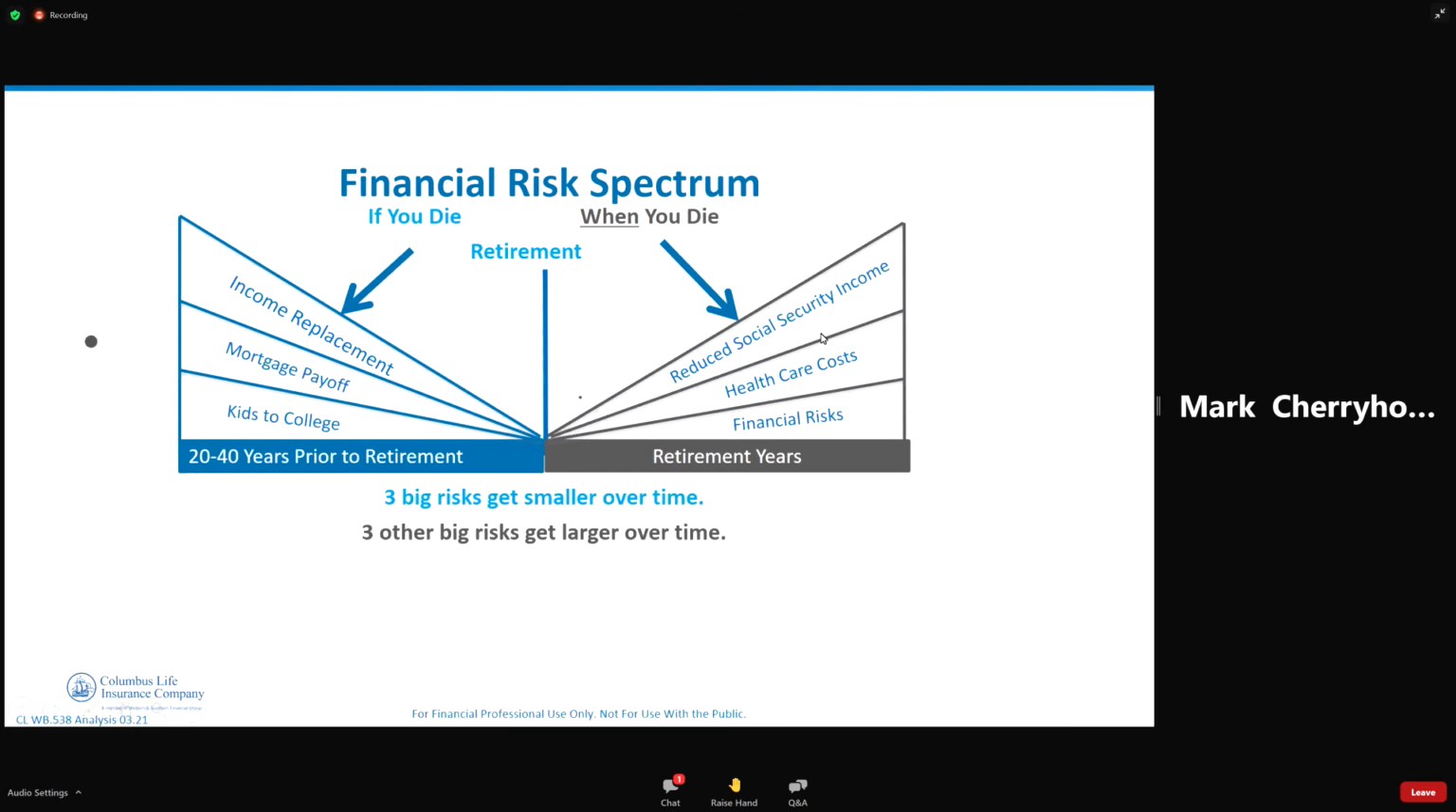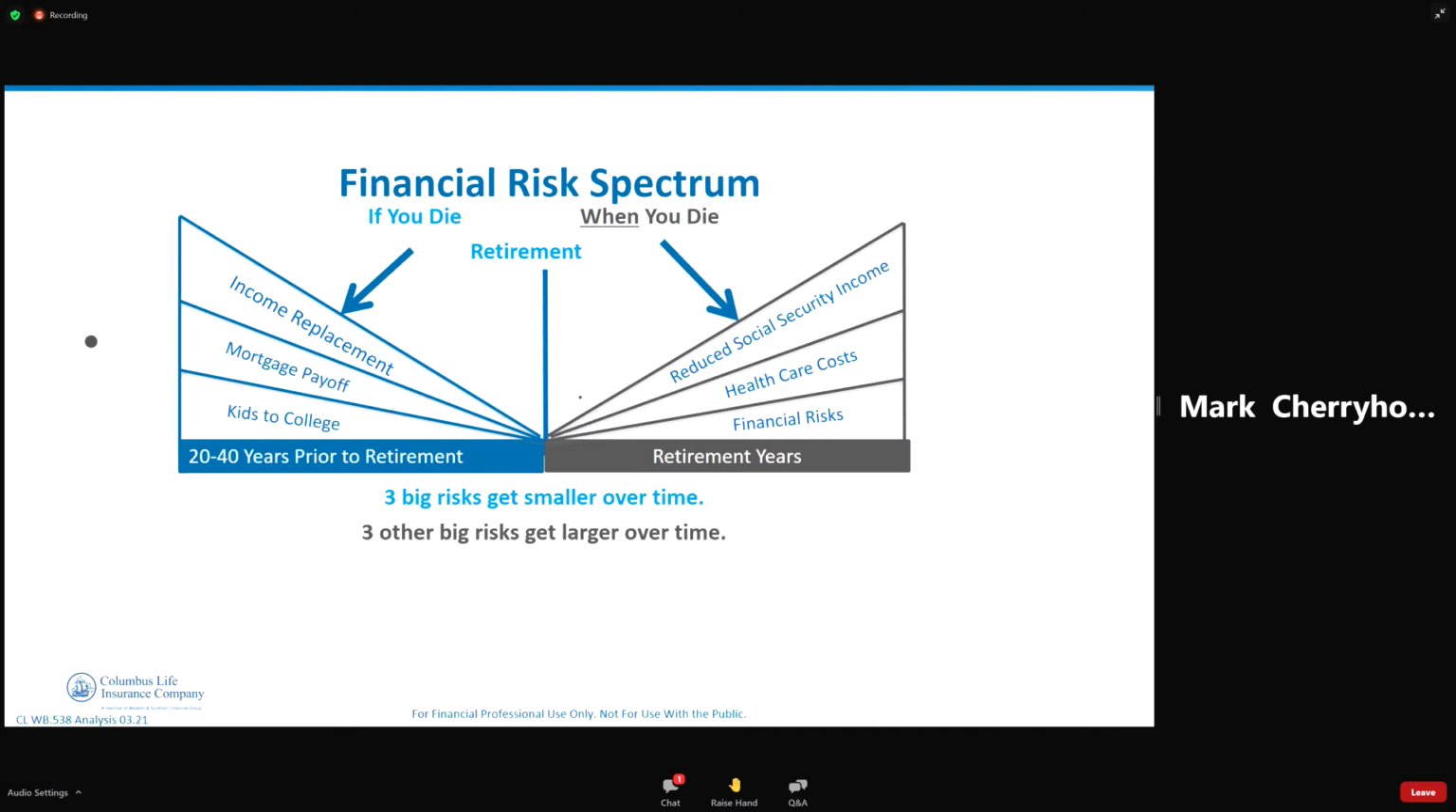If your client is a couple and they're receiving Social Security income, be aware that the Social Security income that the surviving spouse receives is going to be reduced when one of them dies. And it's going to be reduced by a minimum of 33%, a third, and as much as half. The question is, is the surviving spouse ready to survive on that much less Social Security income? So these are the questions that you ask yourself when you're looking at this. This is the financial spectrum.